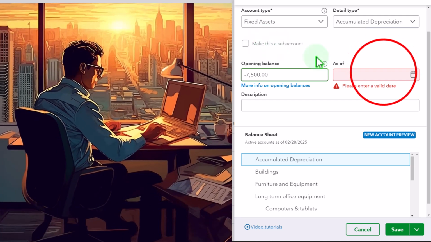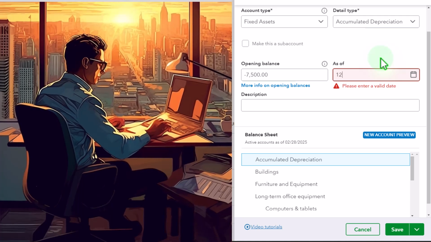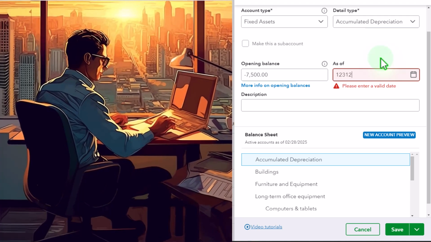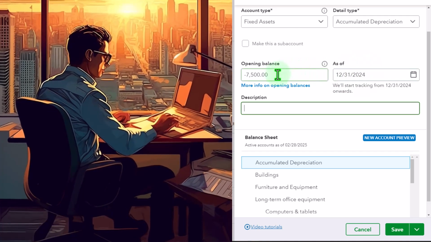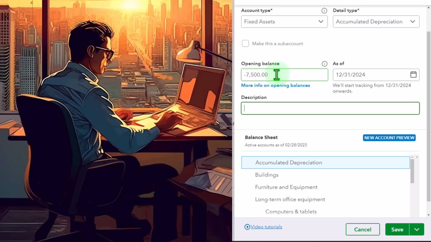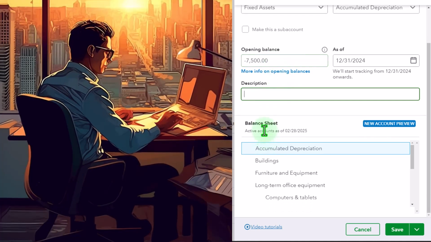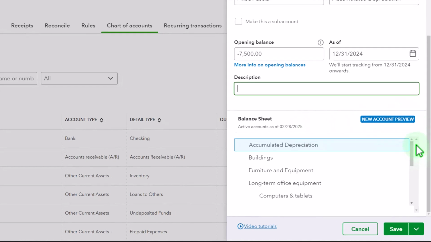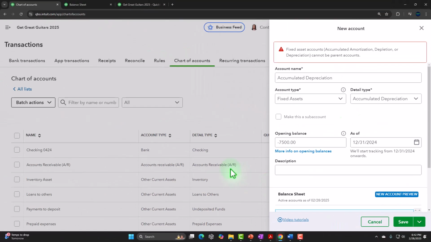And so that's going to be the idea. So I'm going to put this as of 12/31/4. Now, if this was going the wrong way, it would be okay because I could just go in there and fix it. So here's where it's located down here. So we're going to add a new account this time, save it and close it.